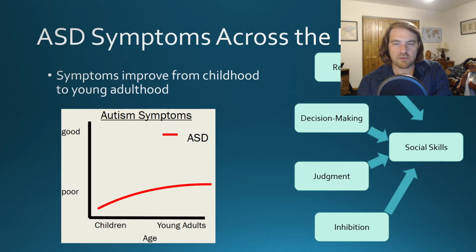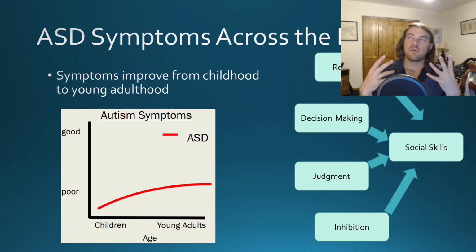Okay, so ASD symptoms across the lifespan. This graph shows what happens from childhood to young adulthood. ASD symptoms seem to alleviate to some extent. This doesn't mean that ASD is going away. This means that with services, learning happens, essentially. Things like pragmatics that aren't picked up on easily by people with ASD are able to be noticed with work. It takes work.